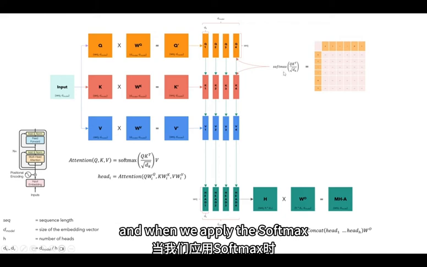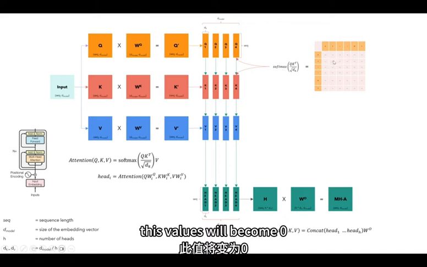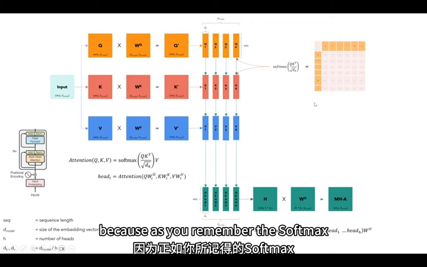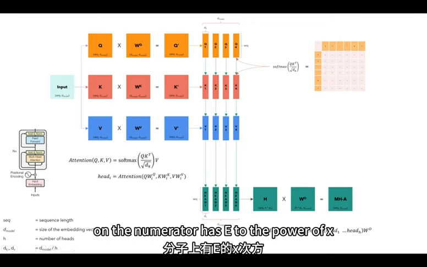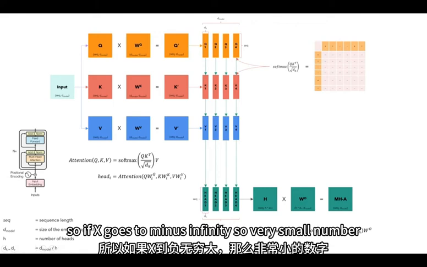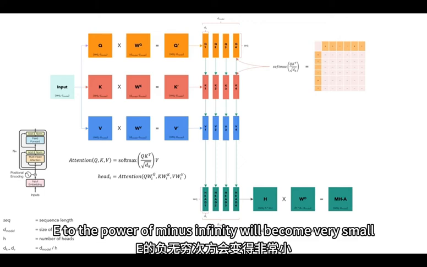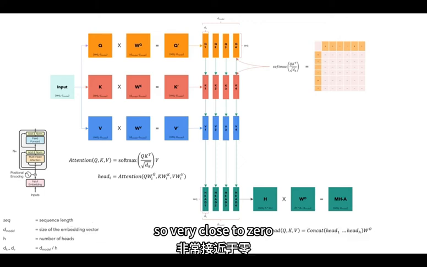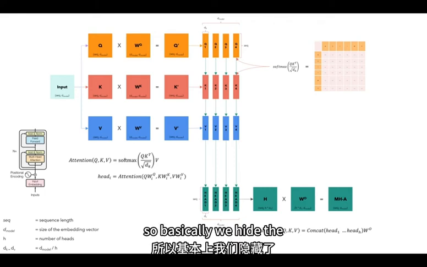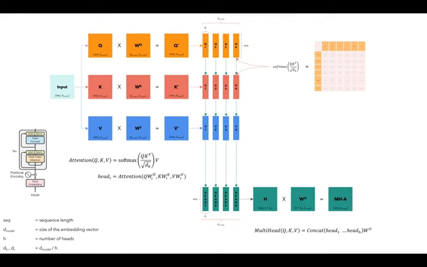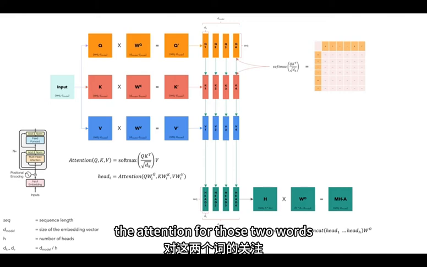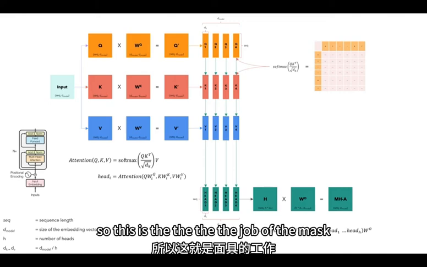And when we apply the softmax, these values will become 0, because as you remember, the softmax on the numerator has e to the power of x. So if x goes to minus infinity, a very small number, e to the power of minus infinity will become very close to 0. So basically we hide the attention for those two words. So this is the job of the mask.